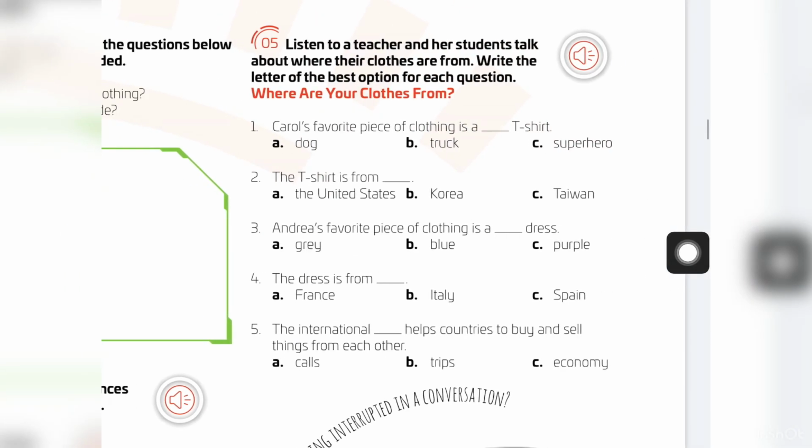In point number 5, listen to a teacher and her students talk about where their clothes are from. Write the letter of the best option for each question. Remember, this audio file, Where Are Your Clothes From, is going to be available below the actividad evaluable as a resource. So we have 5 questions and you are going to choose among 3 options. You are going to choose just one option, check or make a cross, and write the letter here.